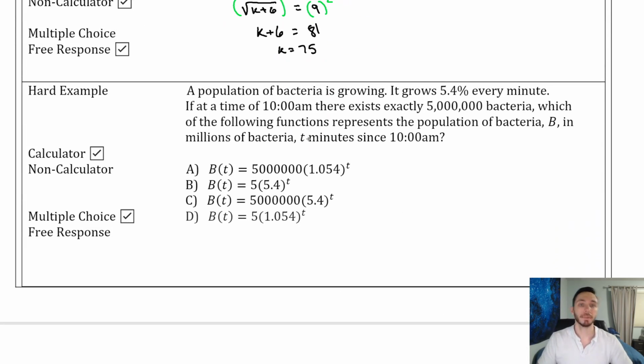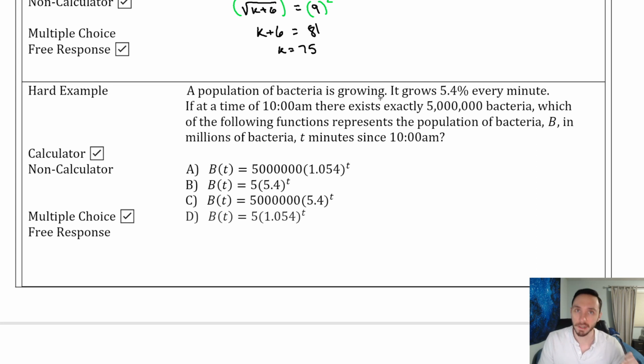The next one here, population of bacteria is growing. It grows by 5.4% every minute. If at a time of 10 a.m., there exists exactly 5 million bacteria, which of the following functions represents our population of bacteria? B, in millions. In millions.